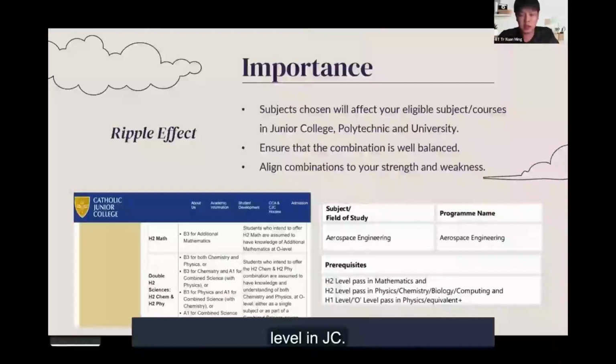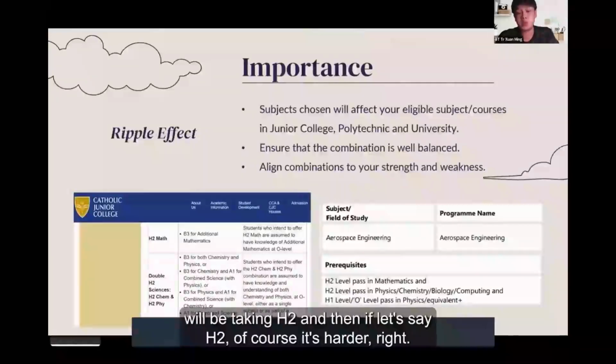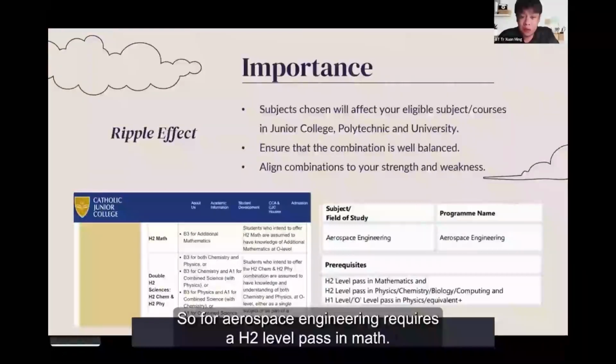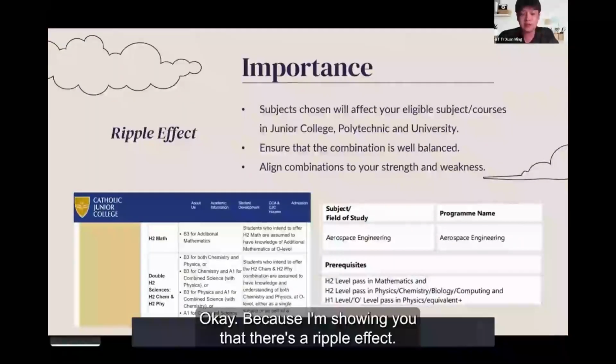Basically H2 is a level in JC. In JC, the subjects will be banded between H1, H2, and H3. Most students will be taking H2. H2, of course, is harder, and H1 is slightly easier. So for aerospace engineering, it requires an H2 level pass in math. But why am I bringing this point out? Because I'm showing you that there's a ripple effect.